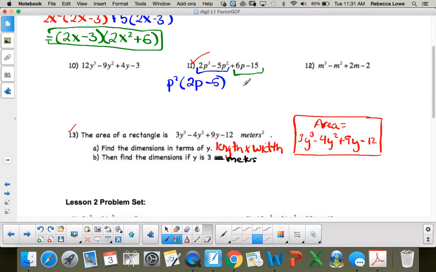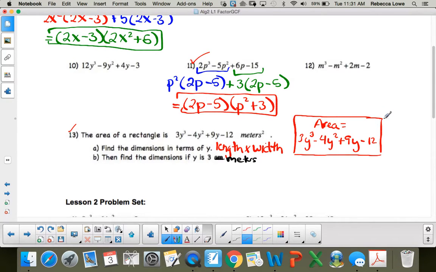Group the second 2 together. Bring down the sign I see, which is a positive. These have a common factor of 3, and I'm left with 2b minus 5. Notice the blue and the green have the same factor of 2b minus 5, so I can factor that out, and I'm left with b squared plus 3. So there it is in factored form.